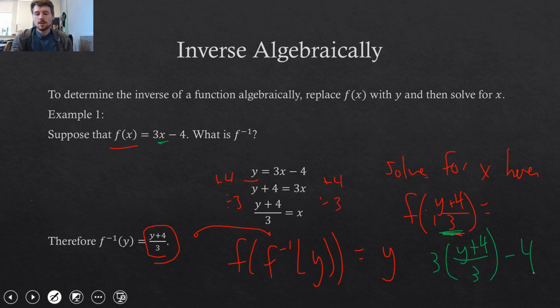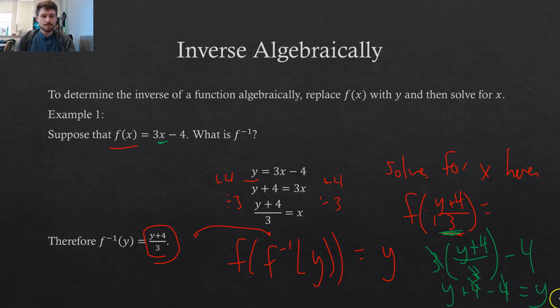And now we just keep solving. The times 3 and the divide by 3 cancel. We get y plus 4 minus 4. Plus 4 minus 4 cancel, and that just ends up giving us y. And so we got what we started with in this case, which was y. So you could also do the opposite, f inverse of f, and see that you get x, what you start with, and you should. So this is our inverse function for f of x.